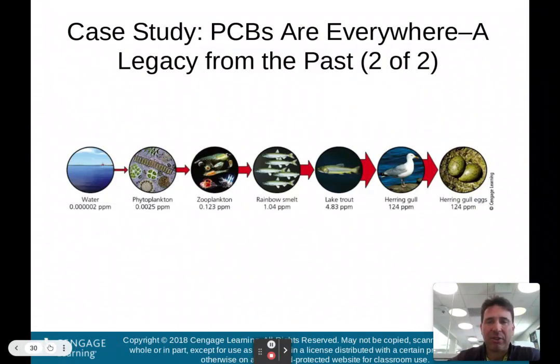PCBs, again, this is the biomagnification of them. You'll notice water, how small it is. By the time you get to herring gull eggs, you have 124 parts per million of those PCBs. So again, this is a type of chemical hazard. We have banned these since the Montreal Protocol in the late 1980s. These PCBs were producing the ozone hole as well, and we'll talk about ozone in a couple of chapters. But now they're banned, but they're still out there. And because of the biomagnification, they can still lead to some problems. So understand that core case study.